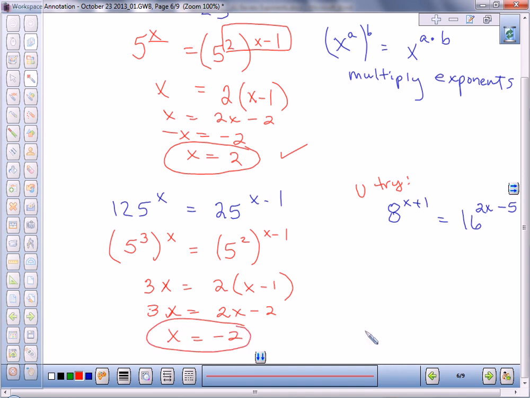Before you start, can you write 16 as a power of 8? No, because 8 squared is 64. So what are we going to do? Power of 2. Good. So rewrite both of those bases as powers of 2.